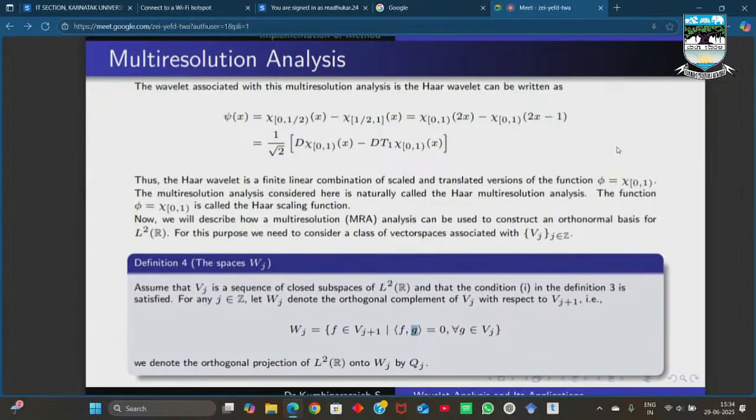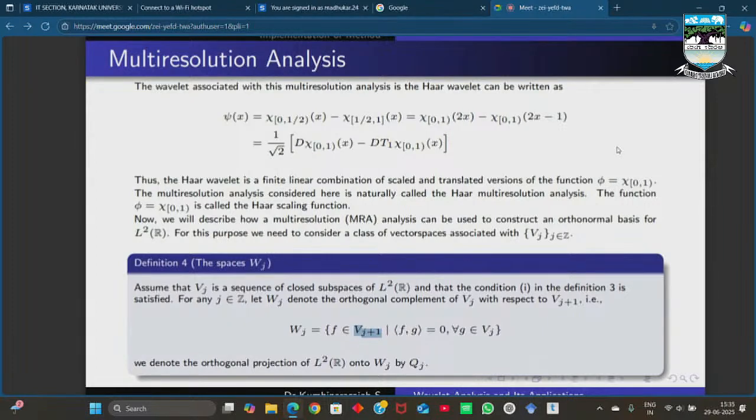Another way of stating this definition is that whatever functions are present in Vj plus 1 are either functions of your Wj or functions of Vj. That is, Vj plus 1 can be represented as a direct sum of Wj and Vj. So this is another way we can say how direct sums of perpendicular subspaces are generated. Here I am considering one more lemma.